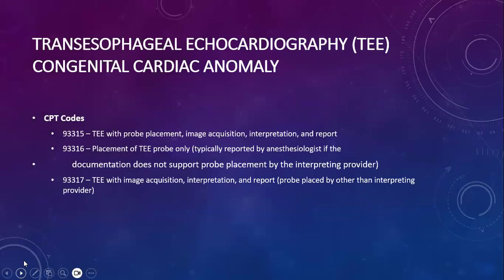Okay, so now we're going to cover our TEEs for congenital cardiac anomalies. Same type of code set as your non-congenital codes. You have three codes. You have your 93315, which is for the entire global procedure, placing of the probe, image acquisition, and interpretation and report. If the provider only places the probe, that's going to be your 93316, and then your 93317 is going to be your interpretation and report only.